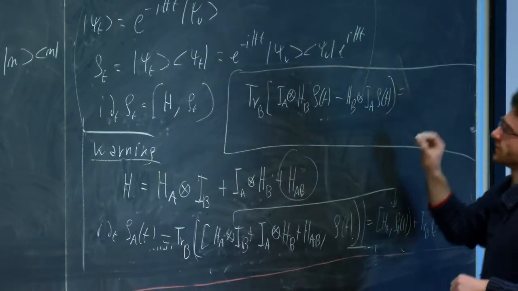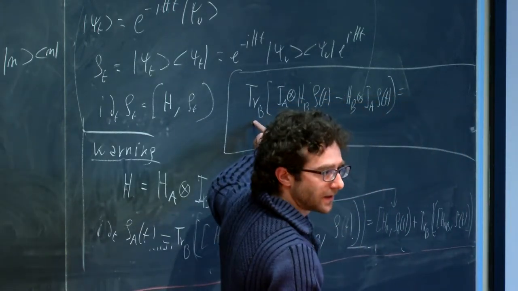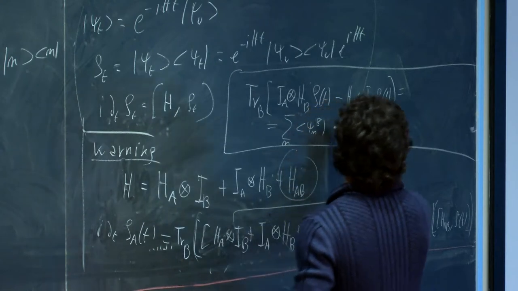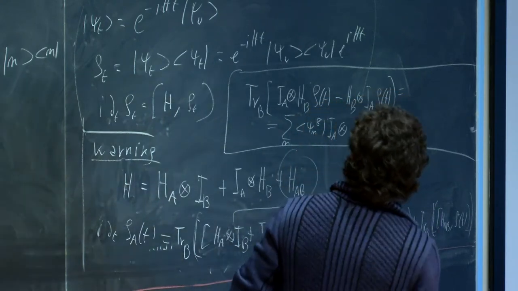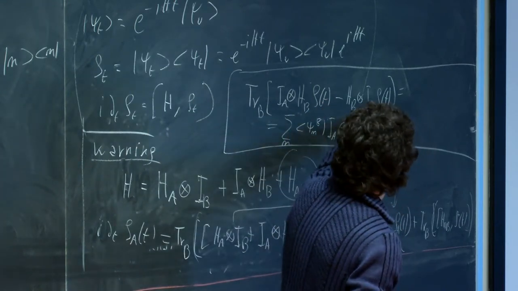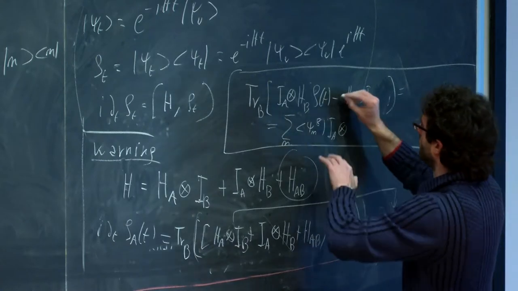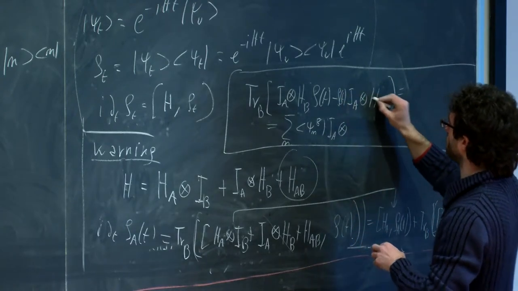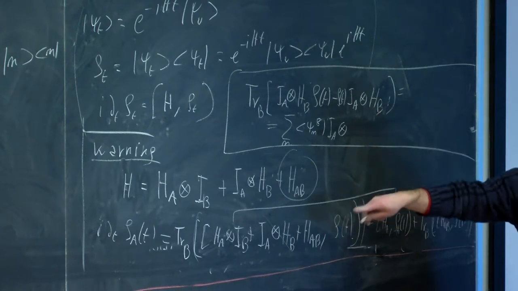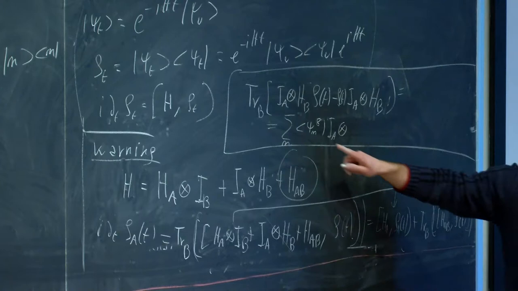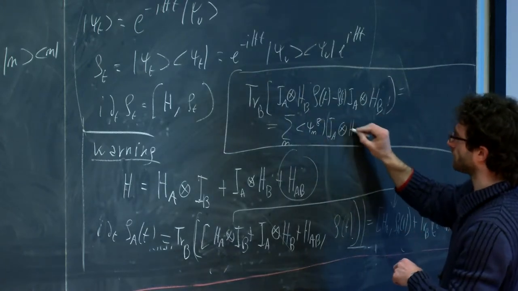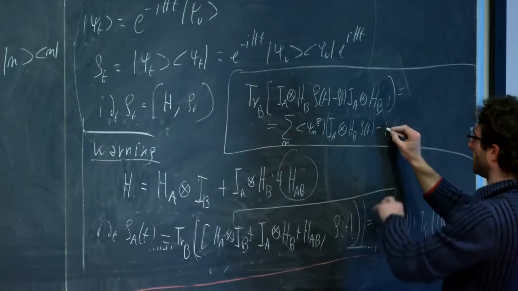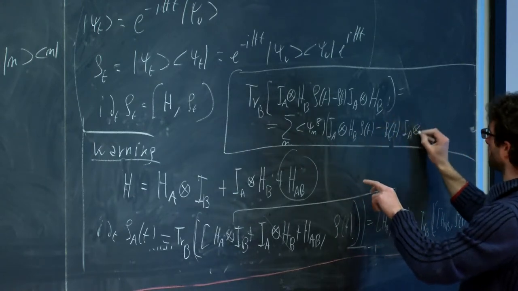Now, trace over B is written as the sum over a complete basis of states in the subsystem B. So we have a sum over all the states psi in B of the same here. Yes, it's I_A, but there is rho here, sorry. Rho(t) is here, and then you have I_A H_B. This was because there is a commutator. We could write this as rho(t) minus H_B rho(t) H_B.